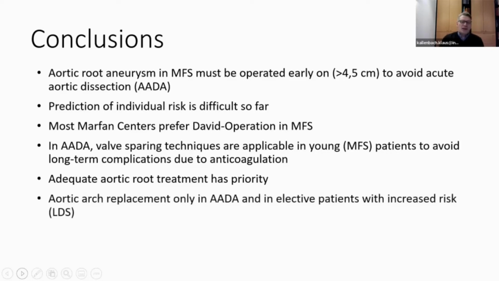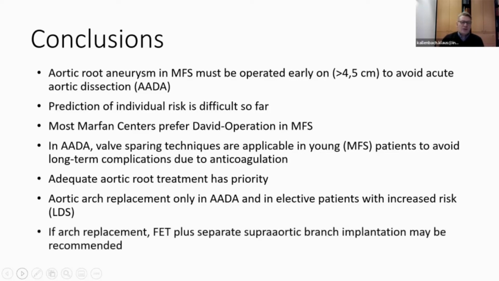Aortic arch replacement should only be undertaken in acute aortic dissection and in elective patients with increased risk, like Loeys-Dietz syndrome. Next. And if an arch replacement is necessary, a frozen elephant trunk plus separate supra-aortic branch implantation may be recommended. It is not clear, but most of the surgeons who are operating on Marfan's and who are experienced use the frozen elephant trunk for replacement. Thank you very much.